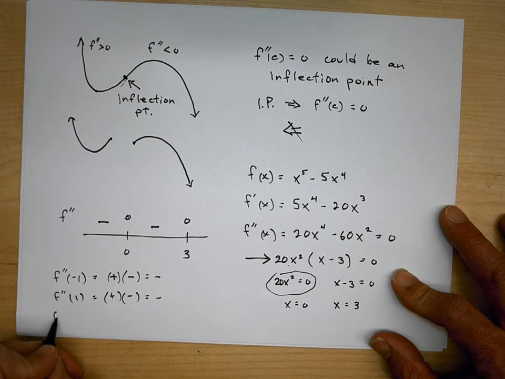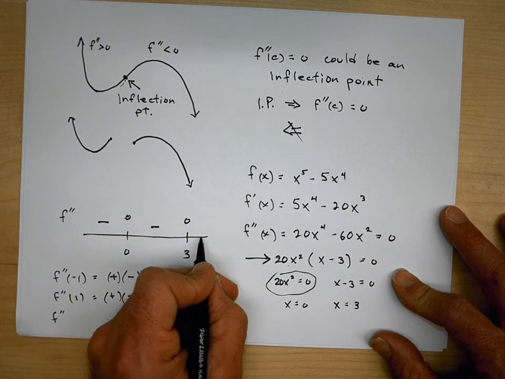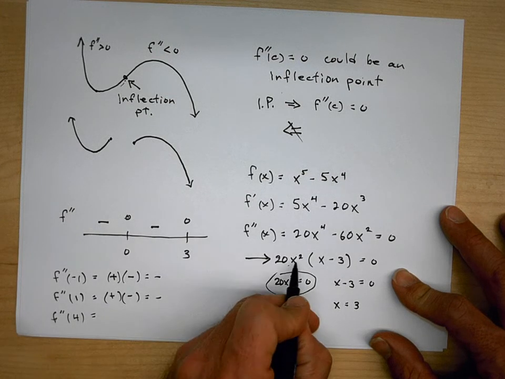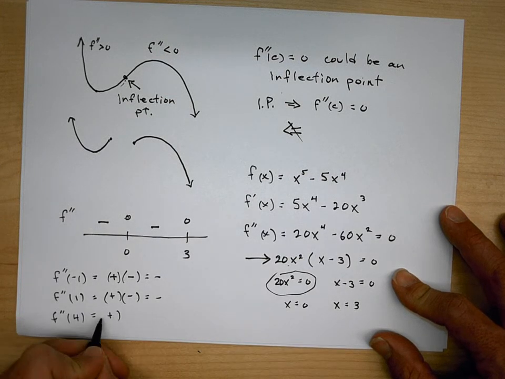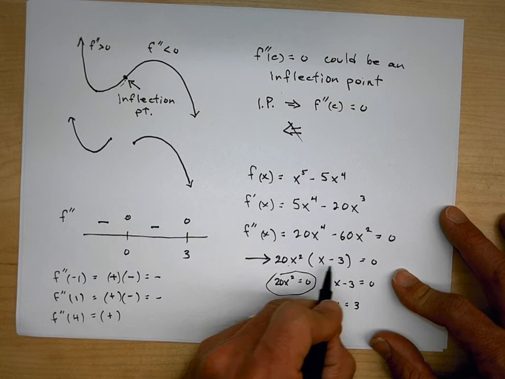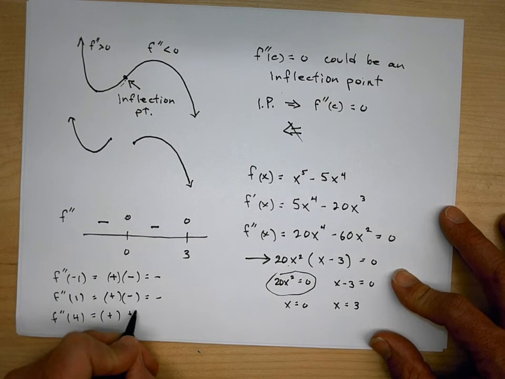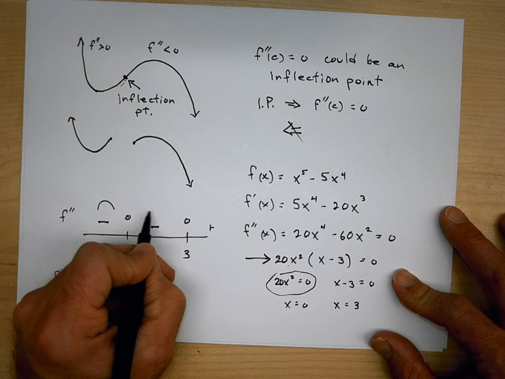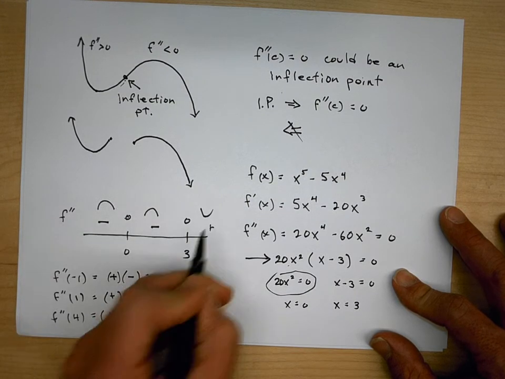And then finally, let's pick something out here like 4. Square 4, multiply by 20, that's positive. We don't really care what exact number it is. And 4 minus 3 is also positive, so the product is positive out here. So we are concave down here, concave down here, concave up here.